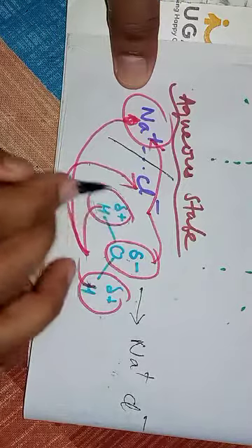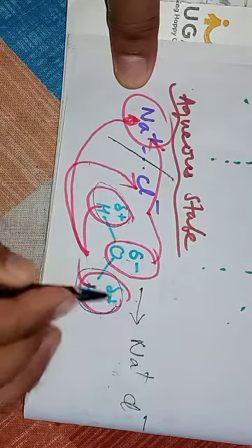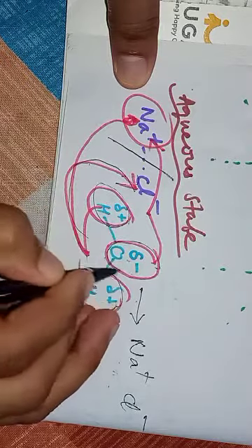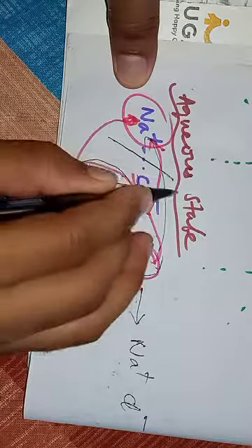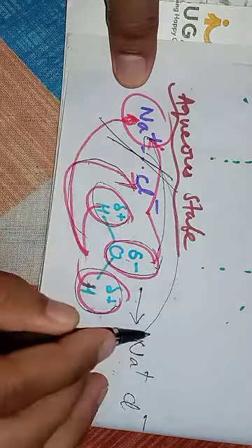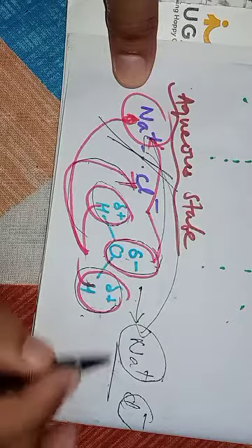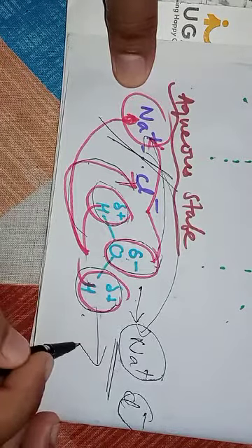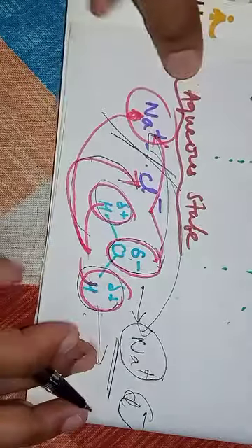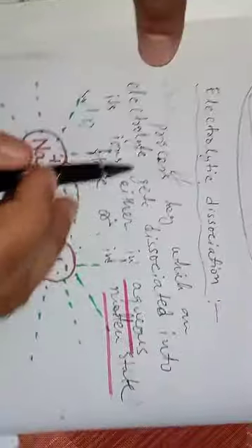So due to the force of these slightly charged hydrogen atoms on chlorine and the slightly charged oxygen atom on sodium, the bond gets broken and it transforms into Na+ cations and Cl- anions, and they become mobile, free to move, and that is why electricity passes through the electrolyte in the aqueous state. Okay, so this is how electrolytic dissociation takes place in the aqueous state.